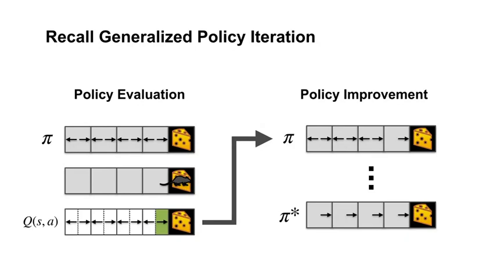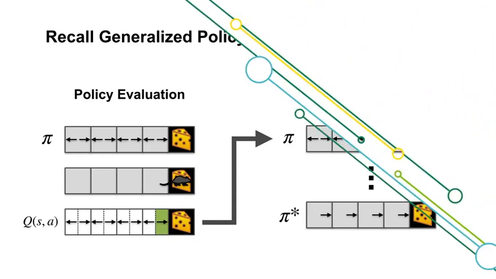Notice that GPI with Monte Carlo does not perform a full policy evaluation step before improvement. Rather, it evaluates and improves after each episode. Going even further, we can improve the policy after just one policy evaluation step. We will do this with TD.